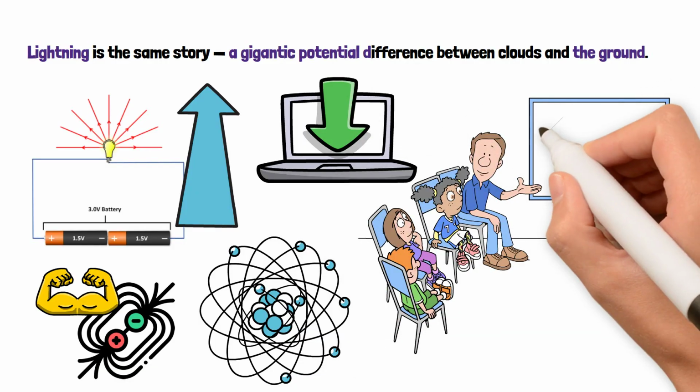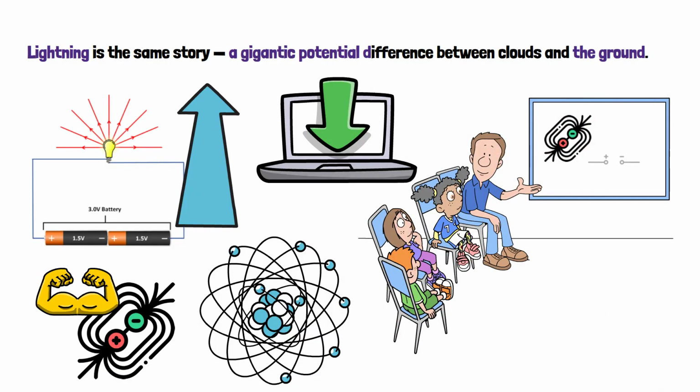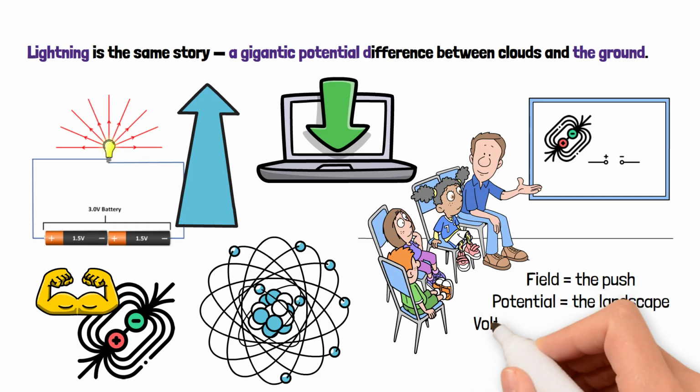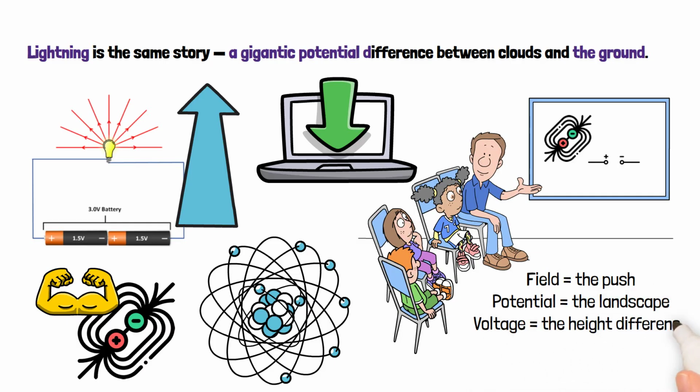The electric field is what causes the movement. The electric potential tells you where things want to move. Field equals the push, potential equals the landscape. Voltage equals the height difference. Electrons just follow the path downhill.